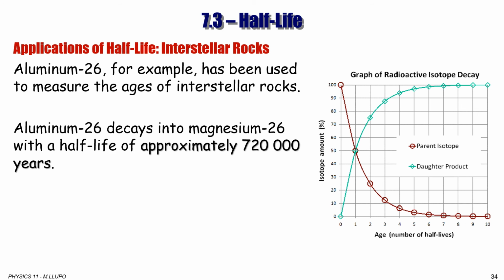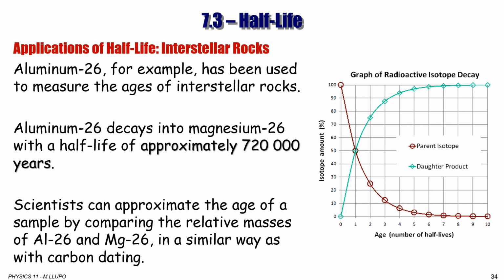How does it work? Aluminum-26 decays into magnesium-26 with a half-life of approximately 720,000 years. So the ratio of aluminum-26 over magnesium-26 will give you a very accurate value for when that rock was formed, which will be like millions or billions of years ago. Scientists can approximate the age of the sample by comparing the relative masses of aluminum-26 and magnesium-26 in a similar way to carbon dating.